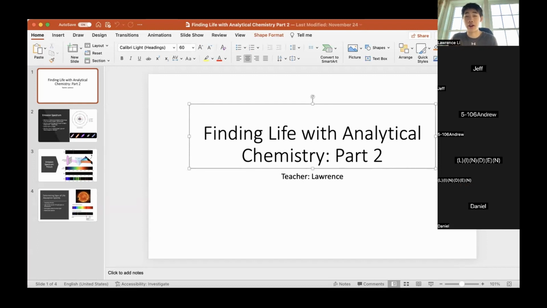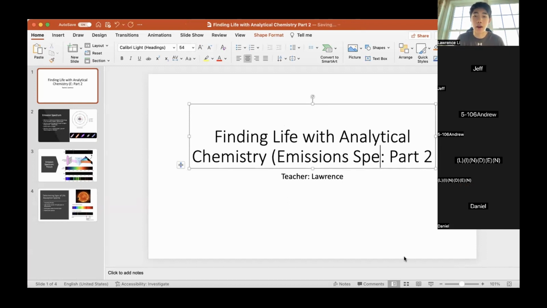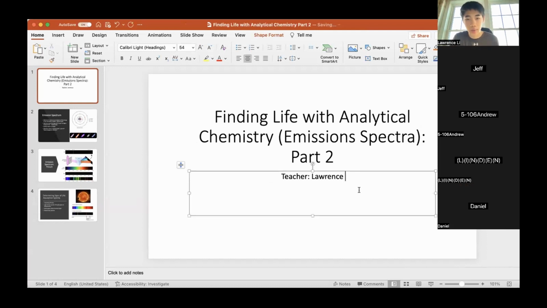Today's topic: we're still focused on finding life on exoplanets, still using analytical chemistry. Today we'll be talking about a specific technique that analytical chemists use. The technique we will be discussing is emission spectra. Spectra is the plural of the word spectrum, which relates to the rainbow.